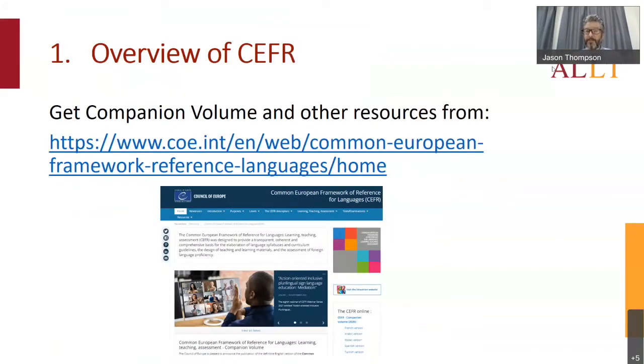So that was a very brief overview. You can get the companion volume and other resources from the CEFR website. I recommend it. It's lots of interesting information. The CEFR has been published in around 40 languages, and this includes Arabic. So I would check out the website for more resources.